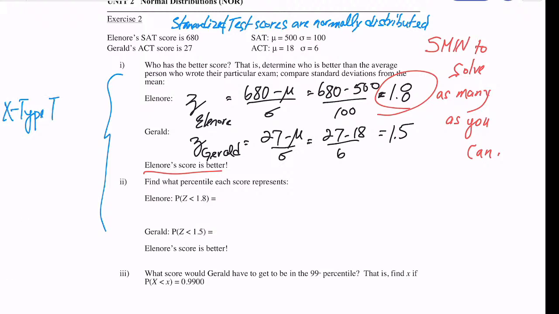So I call this X type 1 problem. What you need to do is standardize to convert it to the Z type 1 problem where you're just calculating a probability.